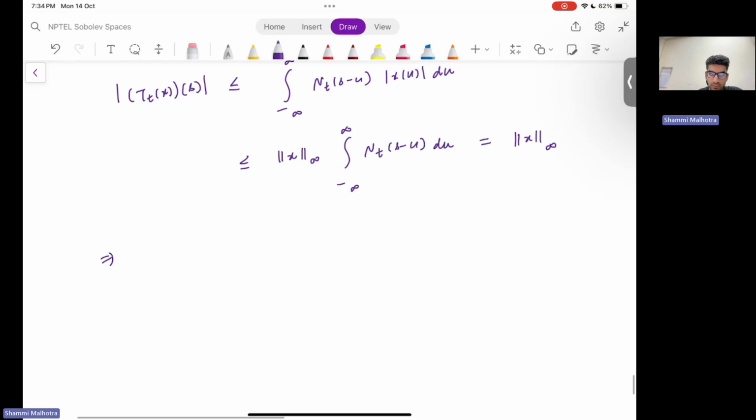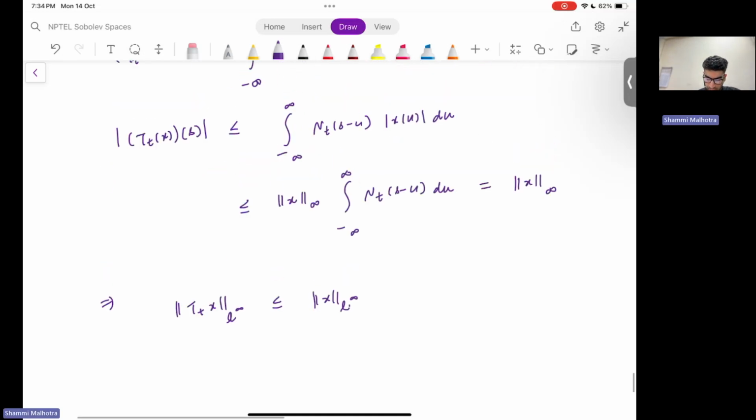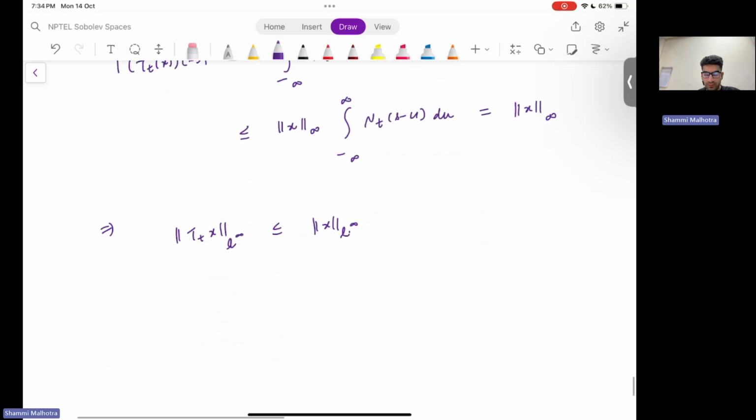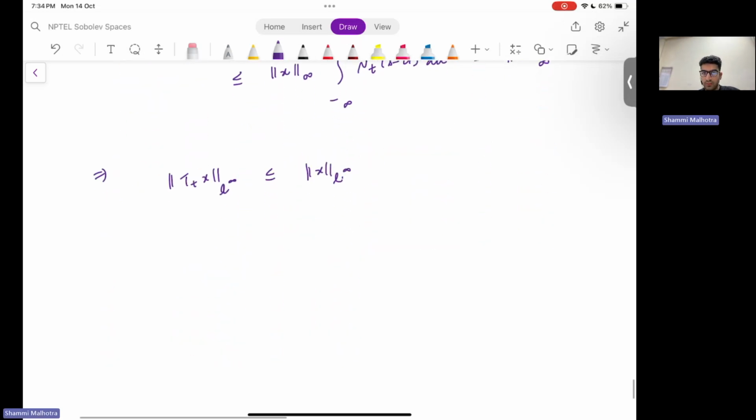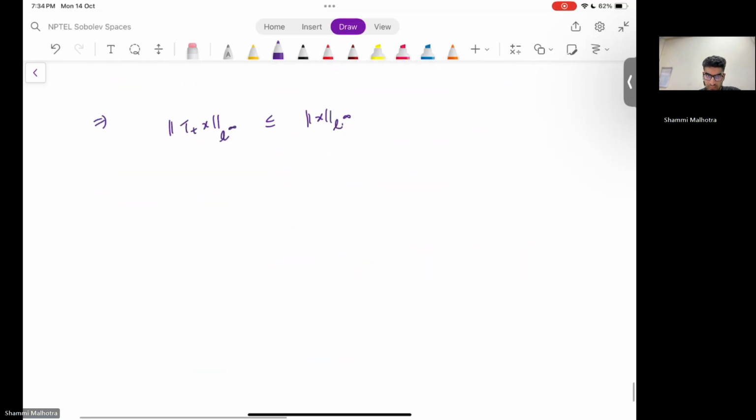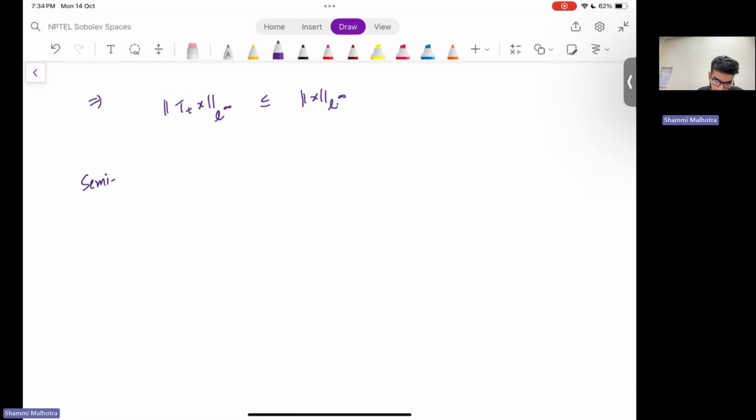What this basically implies is that the L infinity norm of T_t x has to be less than or equal to the L infinity norm of x. This actually proves the continuity of these T_t operators, so they are actually bounded operators. And next, we have to check the semigroup property.